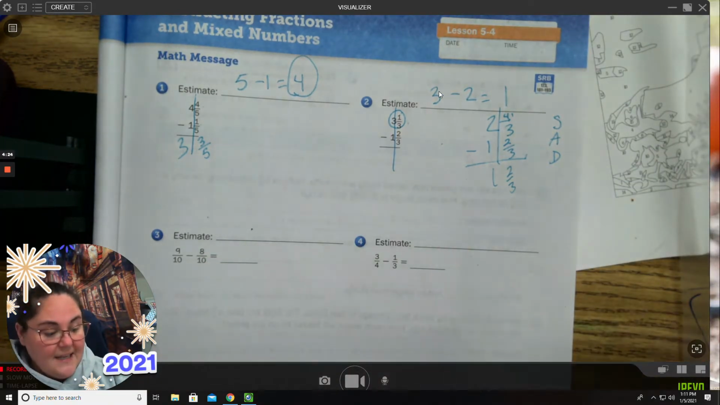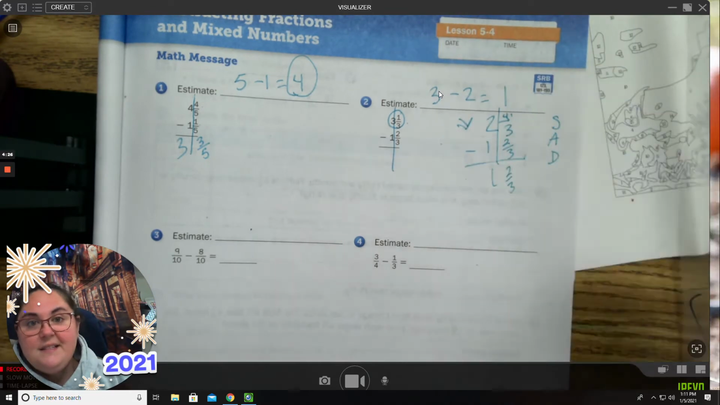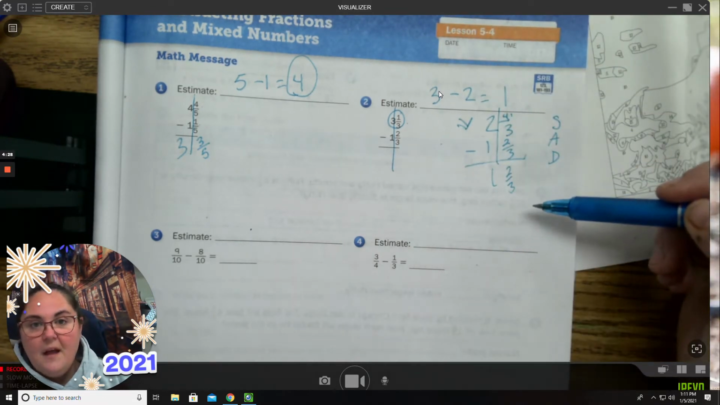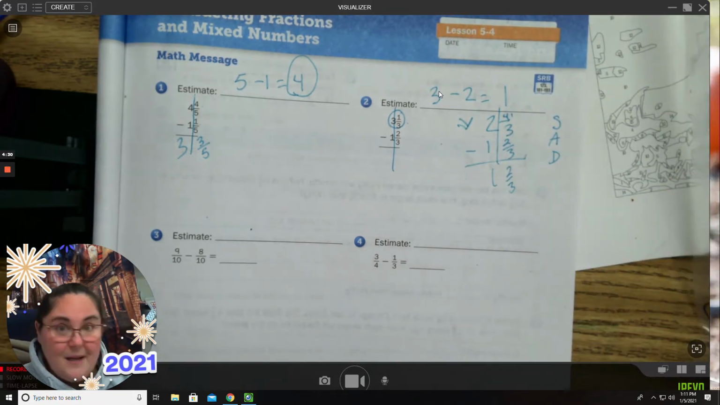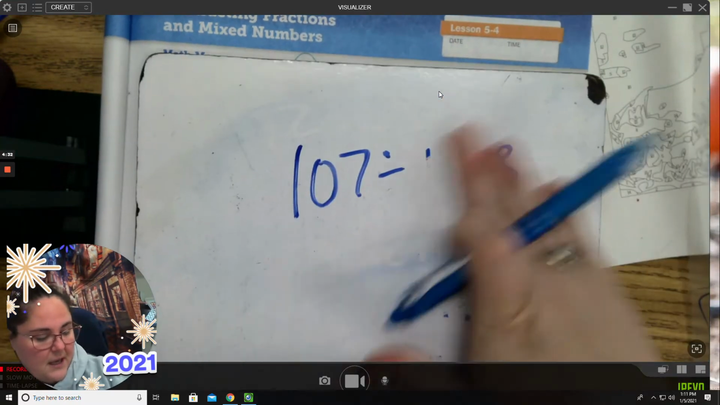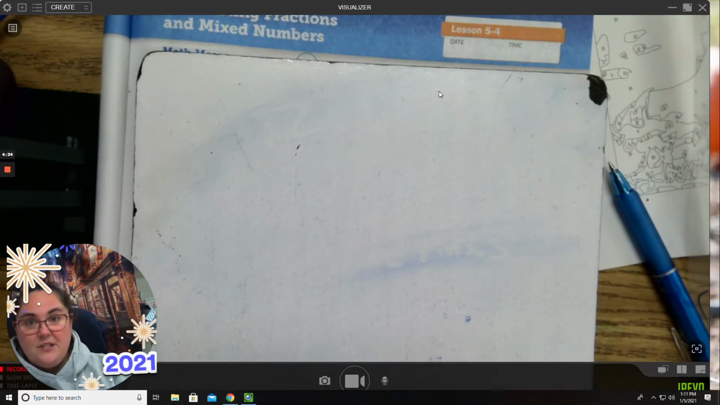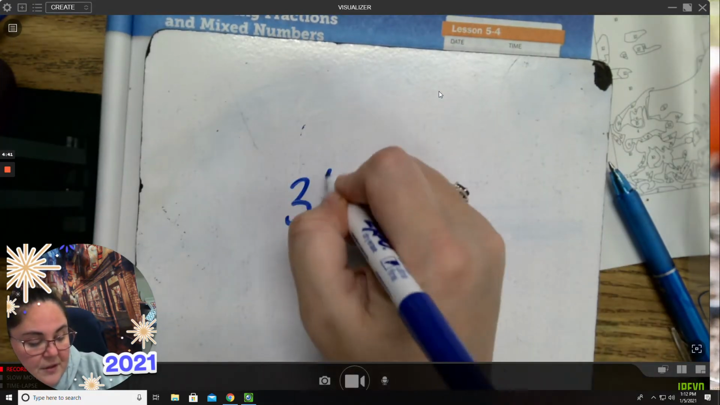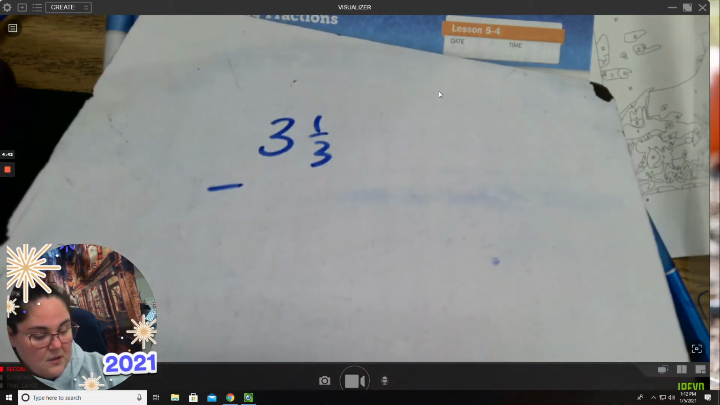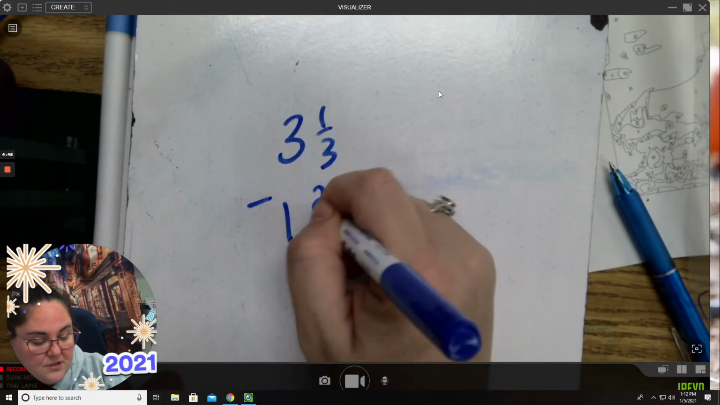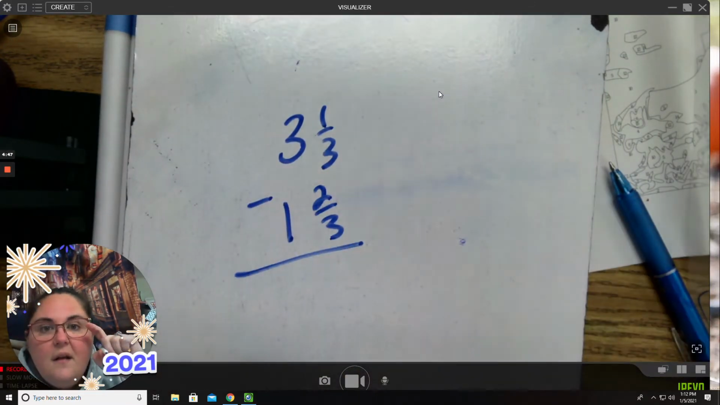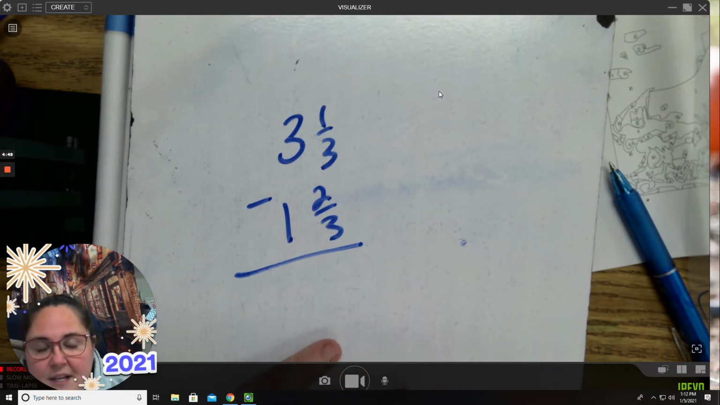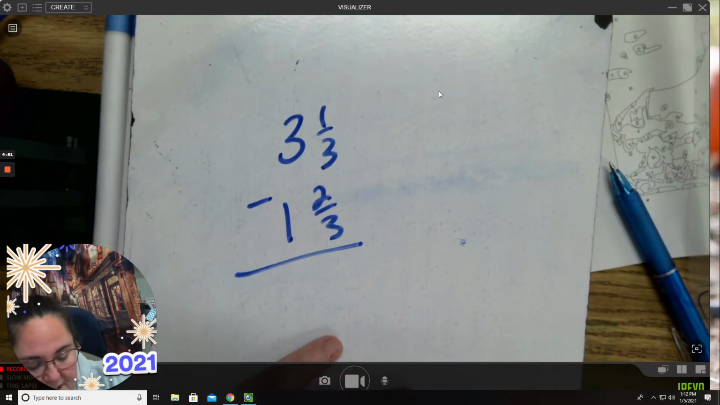Now, there are a lot of options for this. The stacked method with borrowing and regrouping is one way to do this. There are a couple of other options that I'm going to go through with you. One option is where you make both of them into an improper fraction. So 3 and 1/3 minus 1 and 2/3. The first thing you're going to do is make each of them into an improper fraction. So you're going to use MAD.